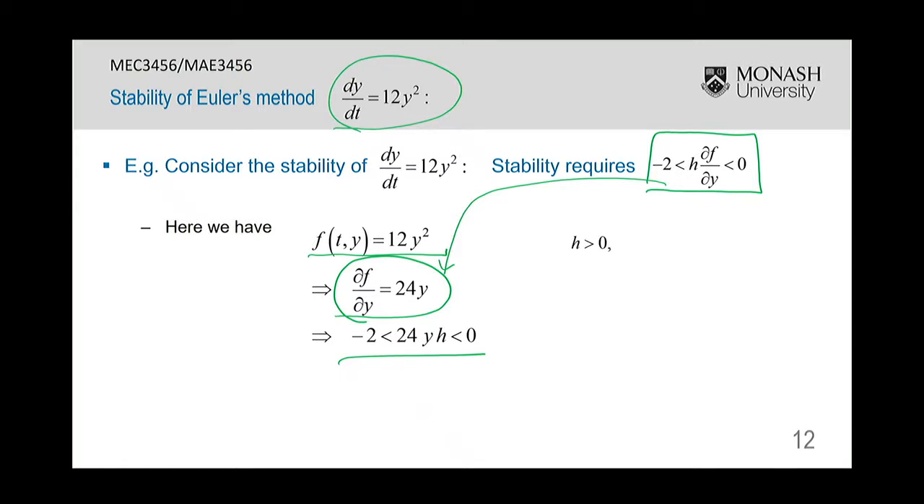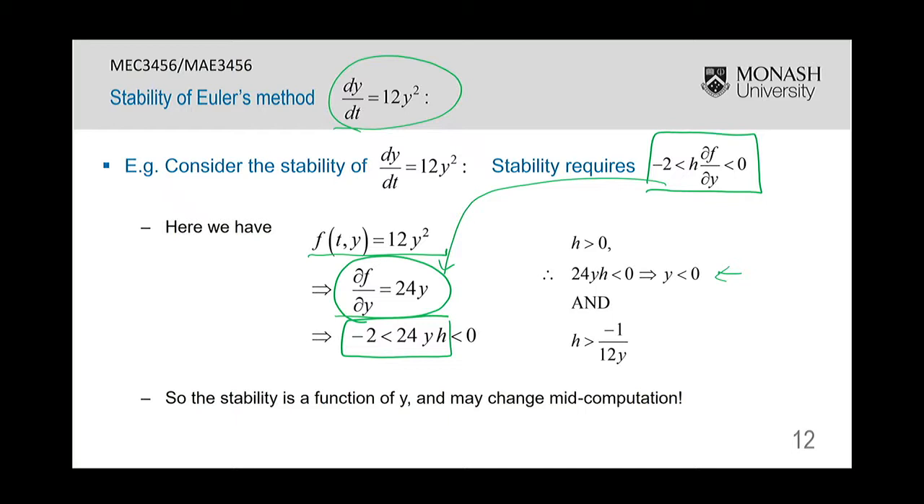Now it doesn't make sense to talk about negative step sizes because nearly always we're integrating in a positive sense, usually positive in time. So we want h to be greater than 0. If h is greater than 0, then 24yh is less than 0 means that y has to be less than 0. And also, if we look at the other side of this condition here, it's easy to show that h has to be greater than -1/(12y).